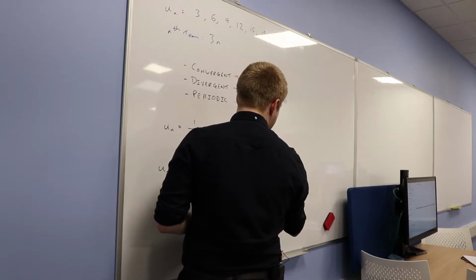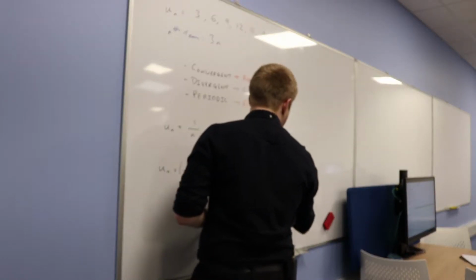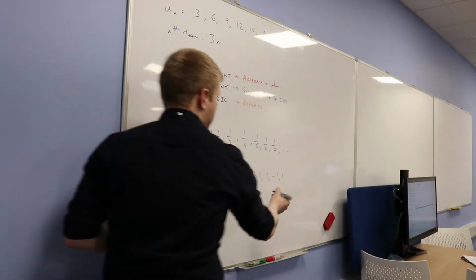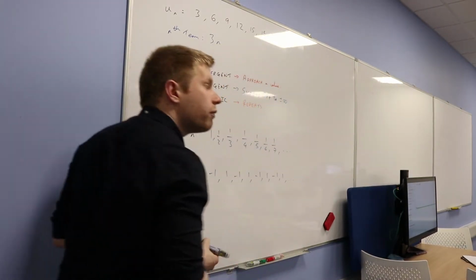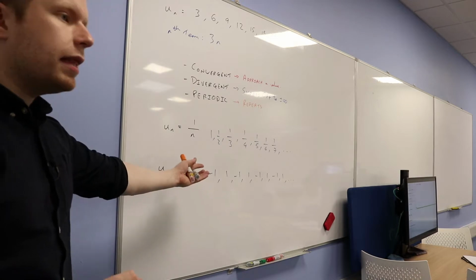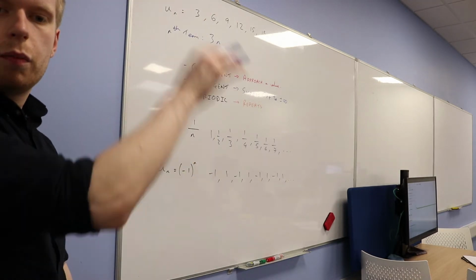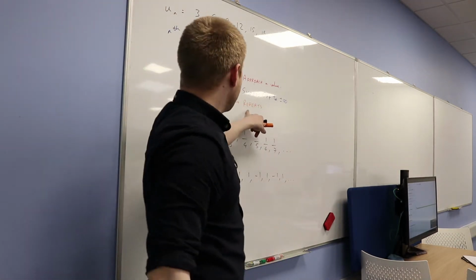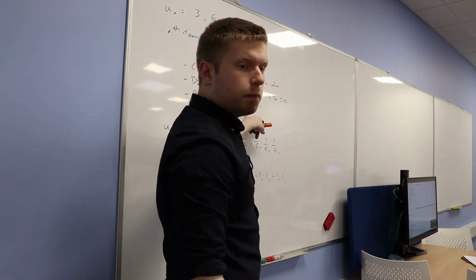Just by sticking in different values of n, can you see what's happening here? Right, let me put my 3 dots on the end to show it carries on forever. Okay. So you're happy this thing just goes up, down, up, down, up, down. It's just flicking between the two. It's repeating. Therefore, it must be periodic.